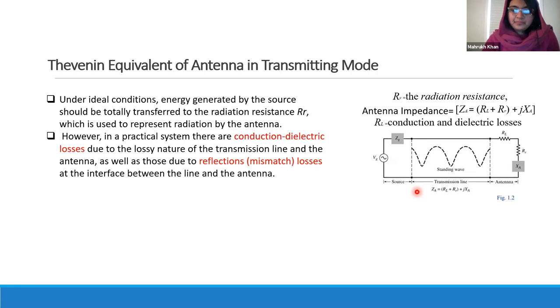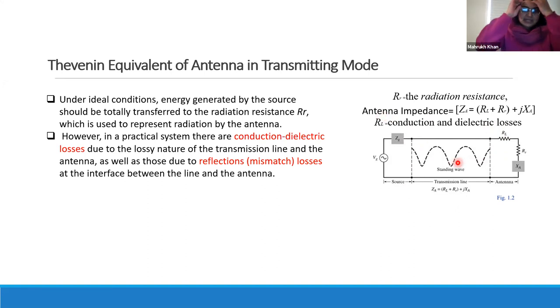Now, however, in a practical environment this does not normally happen. What happens is that when the source is generating an alternating voltage or an alternating current, there are always losses. There are some losses here: conduction and dielectric losses, RL, and mismatch losses.